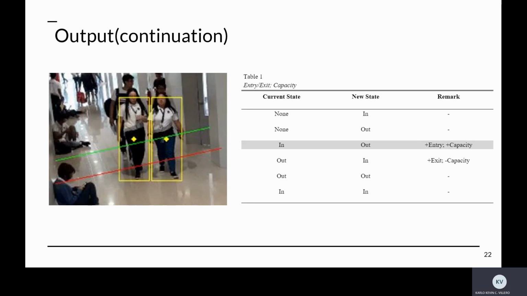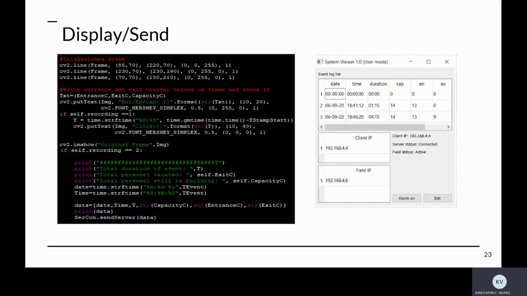let us assume the green line is the current state or entry, while the red line is the new state or exit. When the detected object was initially detected from the green line and crosses the red line, it increments the count of entry and the capacity. After that, the data will be displayed on the RPI server continuously, which can be accessed by the authorized person.